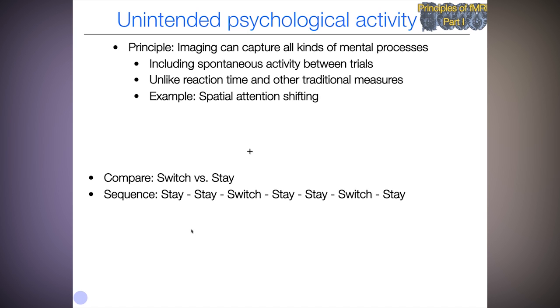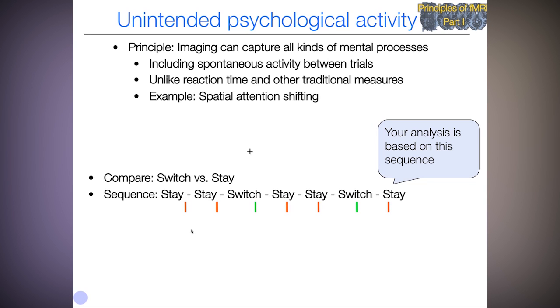Let's compare what's happening in the brain when you're switching attention versus keeping your attention in the same place. That's the goal, and that's another kind of cognitive control process. So here's the sequence of trials that we just presented. Stay, stay, switch, stay, stay, switch, stay. And typically we would model those with events, like the red for stay and the green for switch. And our design matrix and analysis are going to be based on that sequence of events.